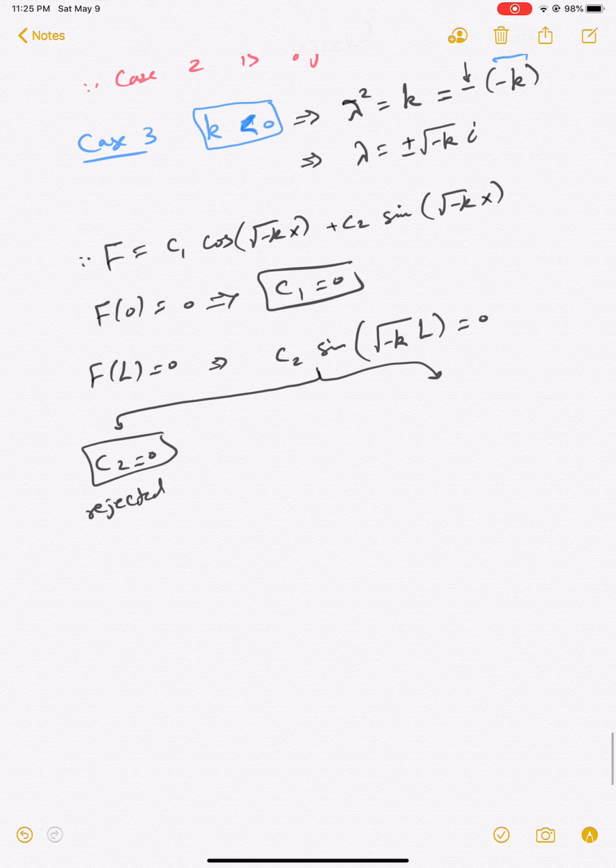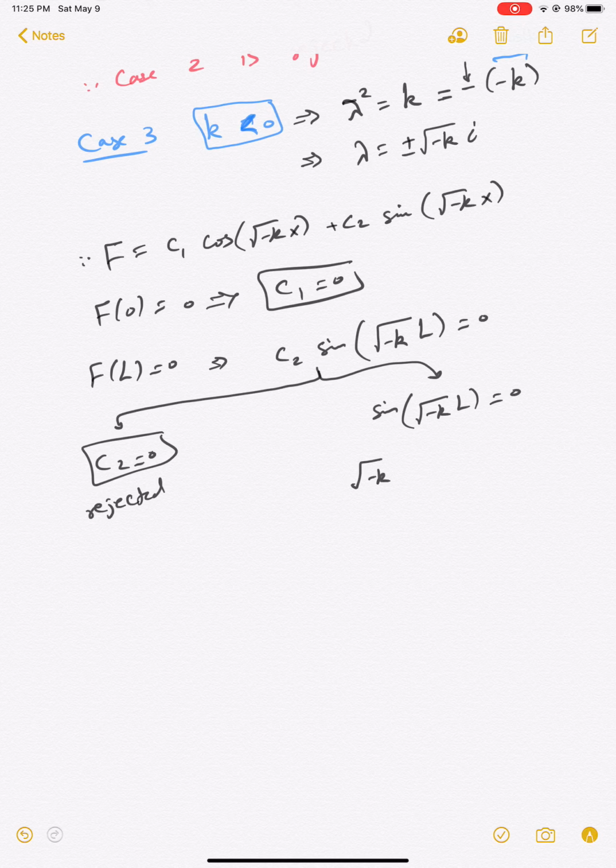Why is it rejected? Because we have already C1 equal to 0. If C1 and C2 are both zeros, then the function is completely 0, and that's rejected. For the second case, maybe we will have sine of negative root KL equals 0. And the question now: what are the angles whose sine is 0?